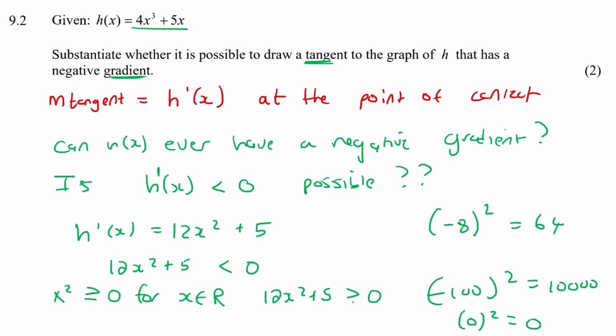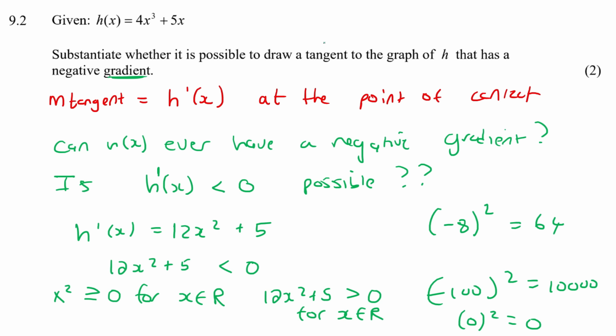It won't even be able to be 0, because even if this part's 0, you're adding 5, so we'll say that that part is always going to be positive for any x value. So therefore, this expression can never have a negative gradient, so any tangent would also never be able to have a negative gradient. You can't draw a tangent that's going to have a negative gradient when your graph doesn't have a negative gradient.